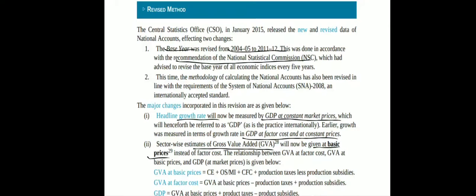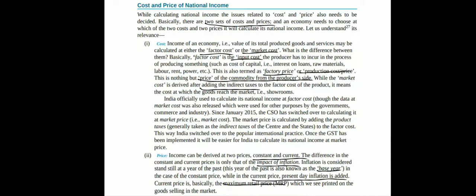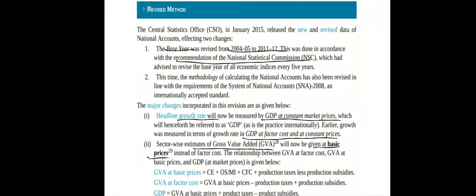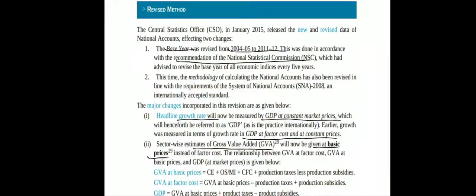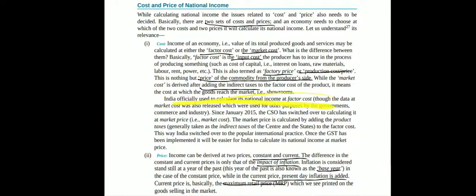The growth rate will now be measured as GDP at constant market prices, and the base year was changed from 2004-05 to 2011-12. Earlier it was GDP at factor cost and constant prices. Factor cost, as we've seen, is the price of the commodity from the producer side, and the market price is the retail price that we get in the showrooms.